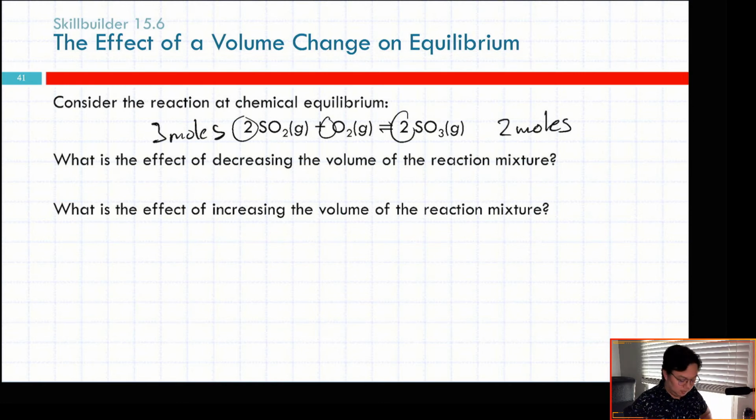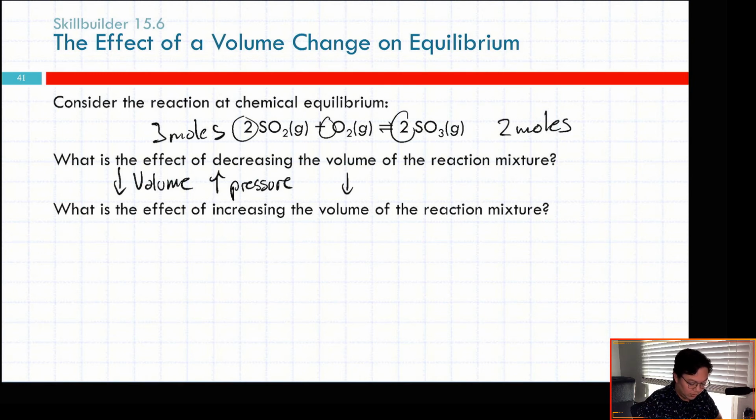And if we think about this in steps, we've decreased the volume, which increases the pressure. So to relieve that pressure, we want fewer moles. So we want to decrease moles of gas. So we're going to shift this to the right, because we have fewer moles of SO3, or products, than we do of reactants.